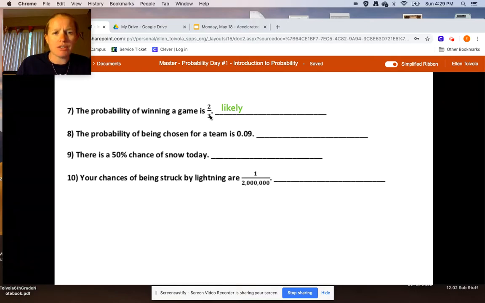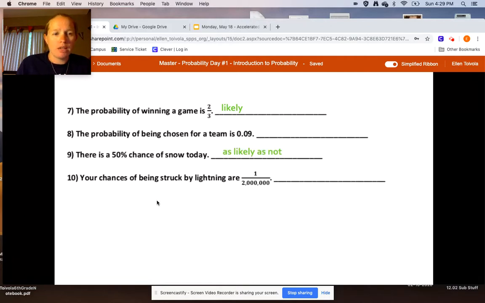And the last one, I was sure that I fixed this on here, but it looks like I didn't. It says there is a 50% chance of snow on mine. I changed it so it's rain on yours. All right, so imagine this says rain. There is a 50% chance of rain today. Well, what does 50% mean? 50% means half, right? And that word that came at half was as likely as not. We could say there's an equal chance of rain as there is of it not raining. So that's why it's as likely as not.